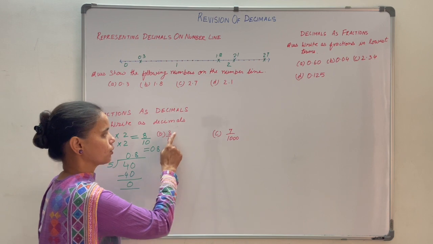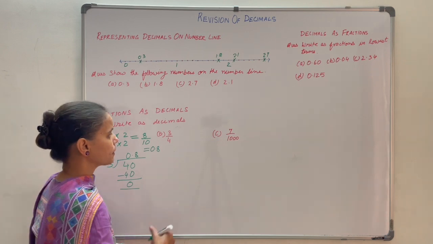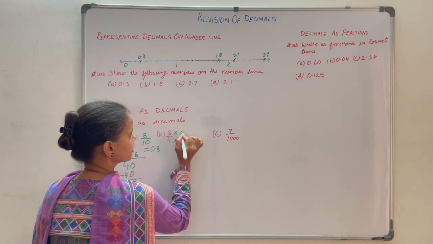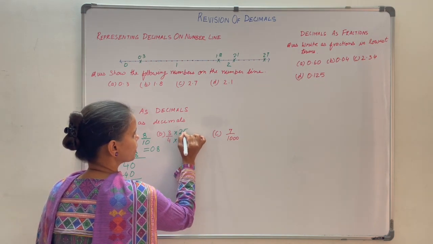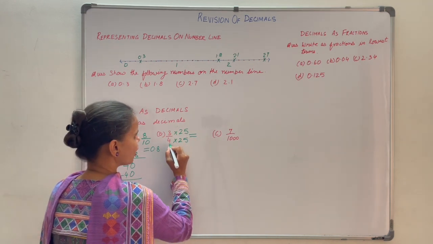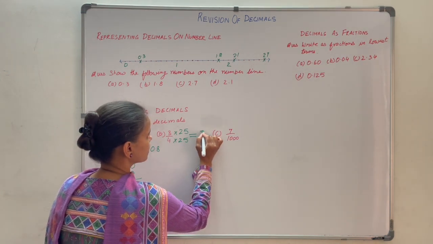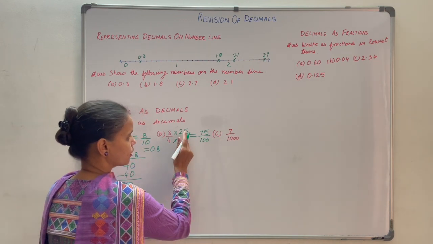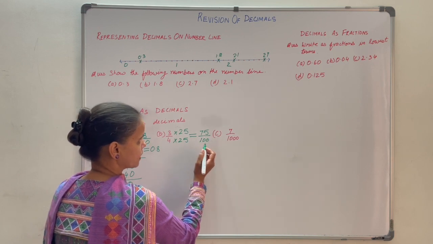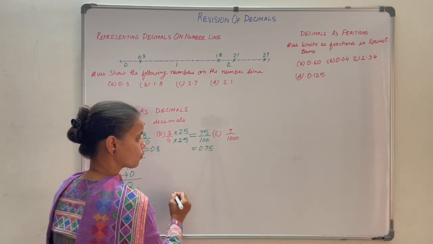Now let us take this question. 3 upon 4. 4 is a factor of 100. So if you multiply 4 by 25, you get 100 in the denominator. If you are multiplying the denominator by 25, you have to multiply the numerator also by 25 so that the fraction remains unchanged. So 25 into 4 is 100 and 25 into 3 is 75. So 75 by 100, this is the 100th place. So it can be written as 0.75. This is one method.